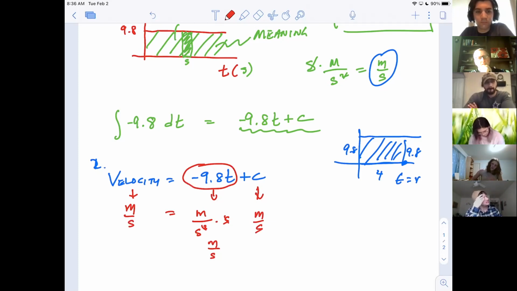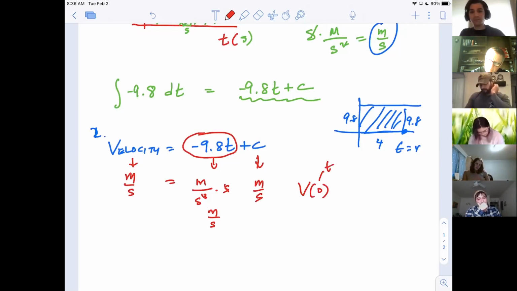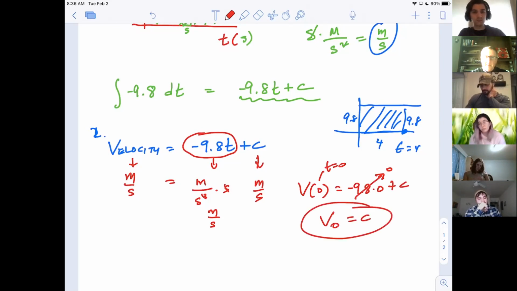Didn't it start with a faster speed? Notice V of 0, like time equals 0, would be negative 9.8 times 0, which is of course 0 plus C. Does it make sense? V0, sometimes written like that in physics. So C is not just a constant, it's actually your initial velocity.